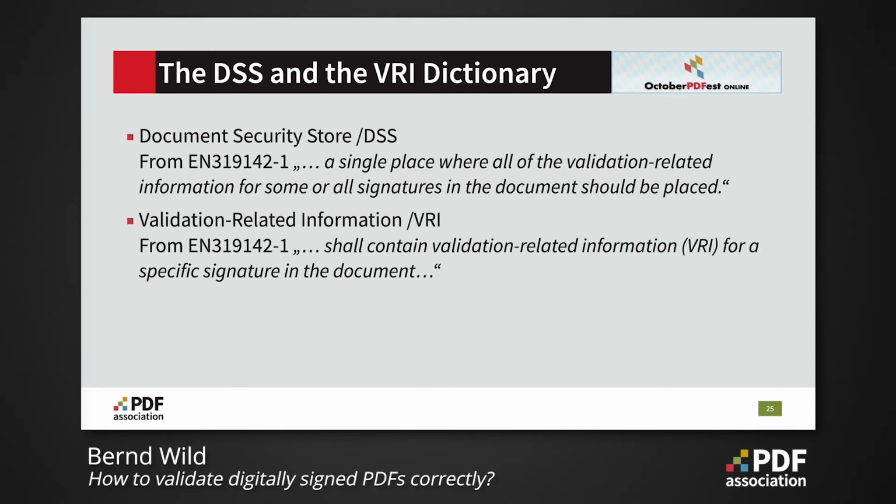These include the DSS, or Document Security Store Dictionary, and the VRI, the Validation Related Information Dictionary. These two dictionaries were explicitly specified for the first time in the standard EN 319 142-1 as part of PAdES and are not in ISO 32000-1, but firstly appear in ISO 32000-2.